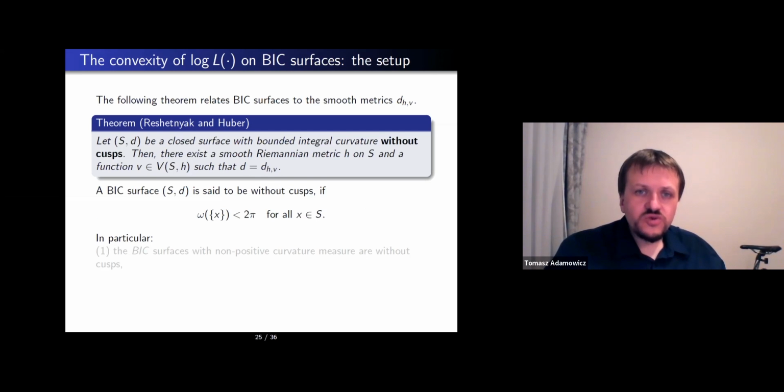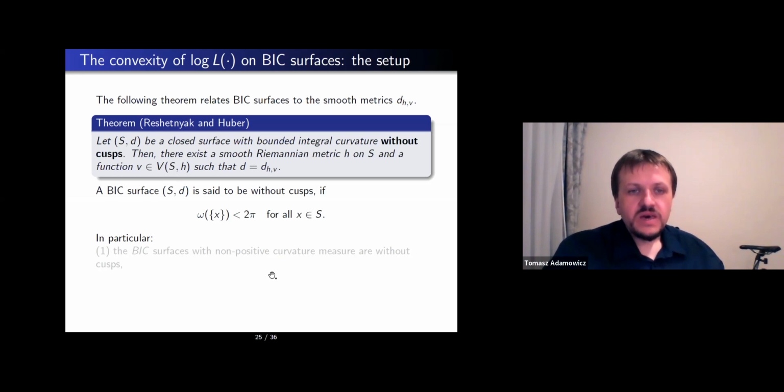The result due to Reshetnyak and Huber states that if (S, d) is a closed surface with bounded integral curvature without cusps, then we can introduce a smooth Riemannian metric h on it and find a function v in class V(S, h) such that this modified distance agrees with the given distance d.